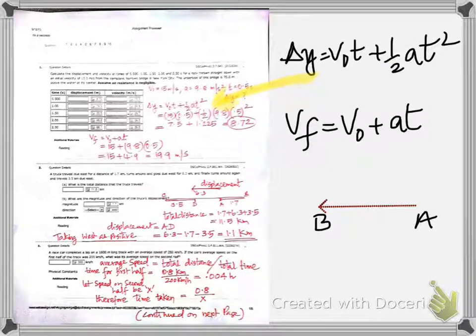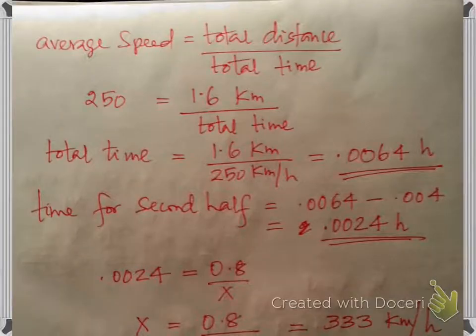In question 3, which is a neat little problem, you are asked to find the time taken for the second half of the journey, and this is continued on this side, so you may have to skip, go back and forth to see how this has been done. But basically the formula for average speed is total distance by total time, and the answer is 333 km per hour.